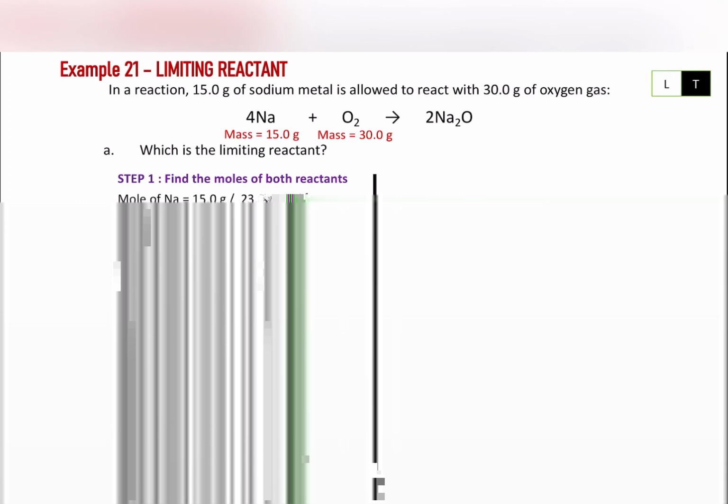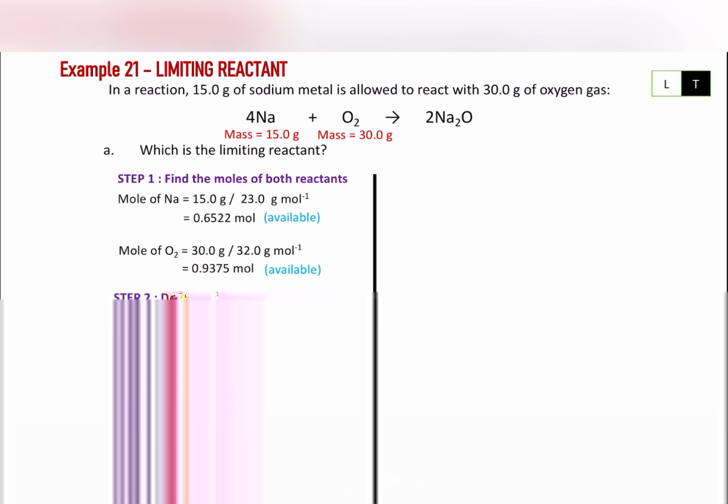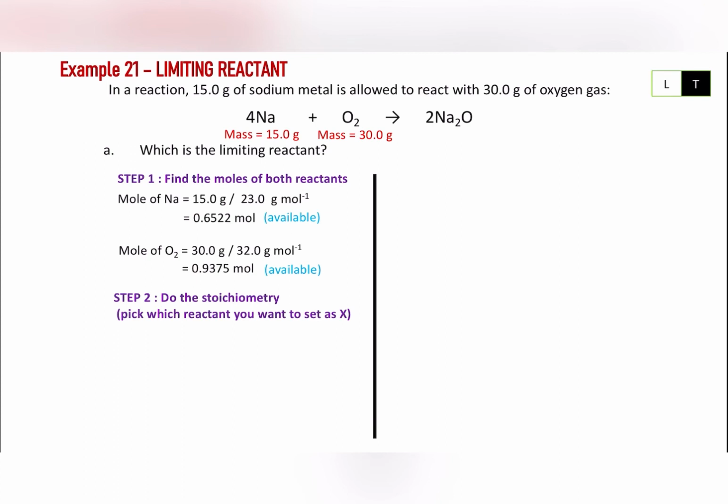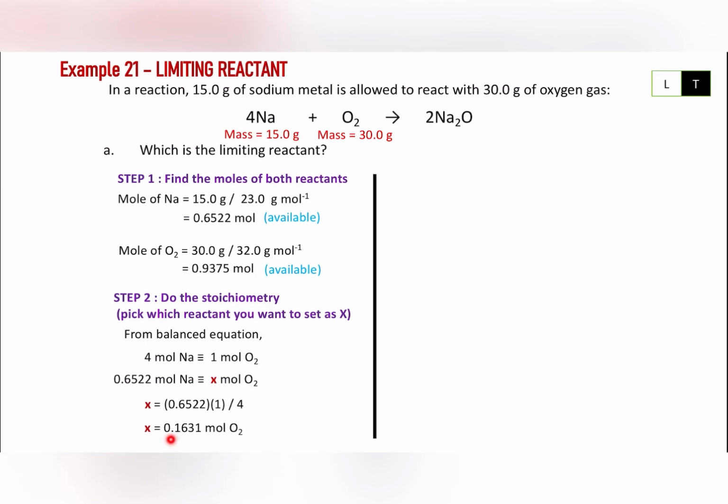You have to do the stoichiometry and pick which reactant you want to set as X. So I'm going to choose O2 in this case as my X. So you can see that from balance equation, 4 moles of sodium reacts with 1 mole of oxygen. And the second line, you got mole available for sodium, which is this value, and you want to find out mole needed for oxygen. So I will have 0.1631 mole for oxygen gas. So this is the mole needed.